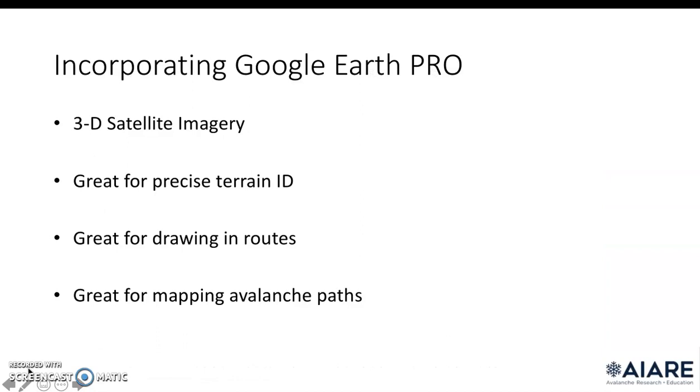We'll see that Google Earth Pro is a really great resource for helping to build trip option catalogs. It gives us three-dimensional satellite imagery. It's great for precise terrain identification. It's great for drawing in routes. Another thing that it works really well for is mapping avalanche paths. So just like using CalTopo, it helps us reduce our uncertainty. It helps us create more precise trip option catalogs, but there's always going to be some level of uncertainty from these digital mapping resources.